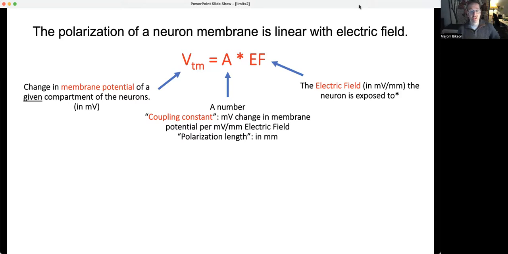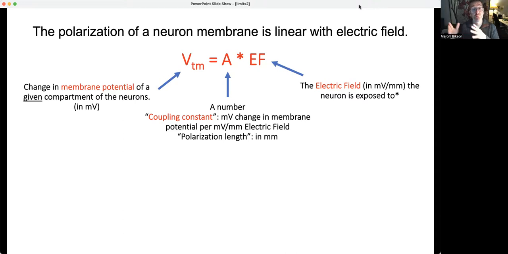On the other end of the equation is EF, which is the electric field. This is the intensity of voltage change that exists around this neuron or around this neural element. And all forms of neuromodulation produce a certain intensity electric field in different parts of the brain. So that is what the neurons are exposed to. And then in the middle is this other term, this A or coupling constant, that says for a given intensity electric field, how much transmembrane polarization do you get? And it's just a number, it's a constant.